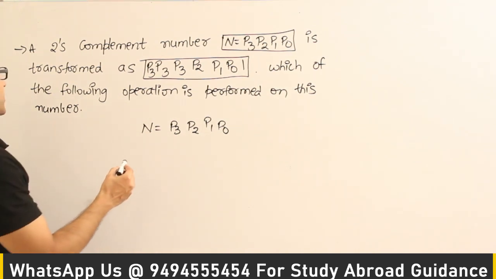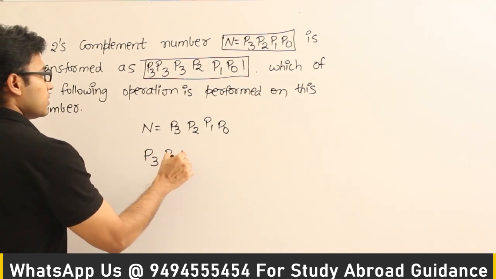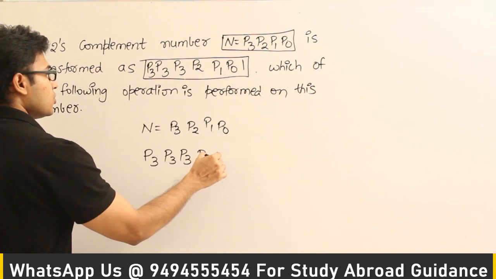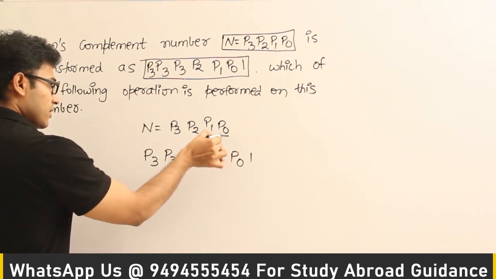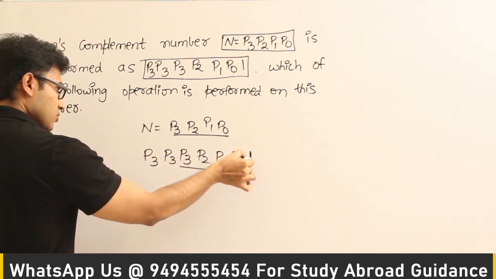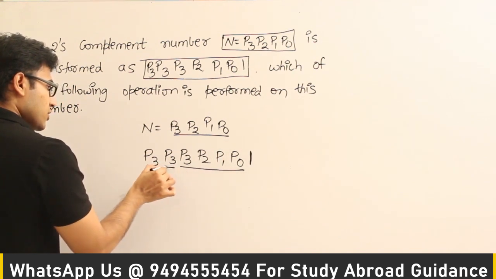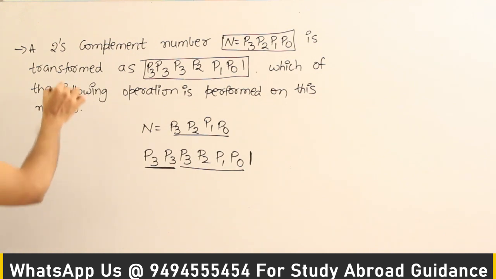They clearly mention that it is transformed like this: p3, p3, p3, p2, p1, p0 and 1, which means the entire number is here, appended with 1 to the right of it, and to the left of it 2 more bits are added. Now it is given that it is a 2's complement number. What does it mean?